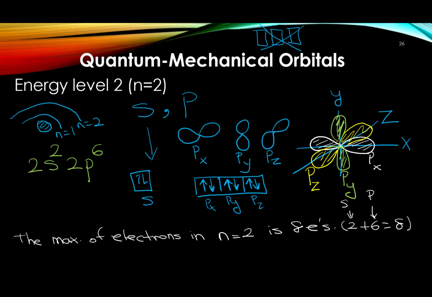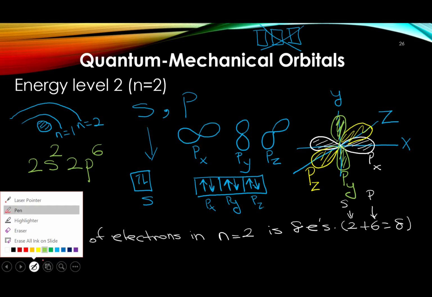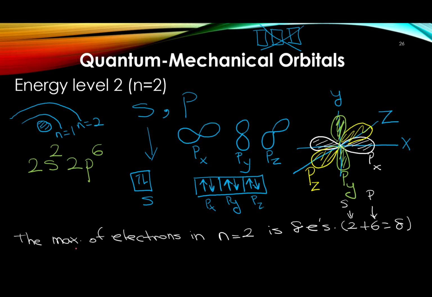Here we are talking about energy level 2. Let me put it in a box. In energy level 2, we have 2s2 and 2p6. That's for energy level 2. In energy level 2, we have s and p orbitals, and we could have a maximum of 8 electrons. Why? Because 2 come from s and 6 come from p, which makes it 8 electrons.